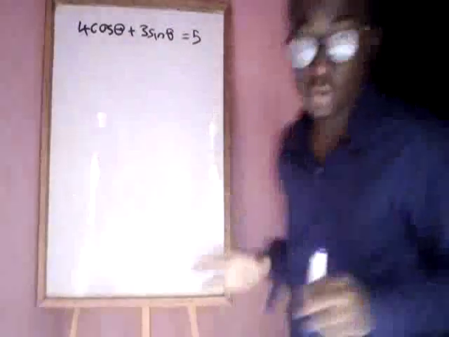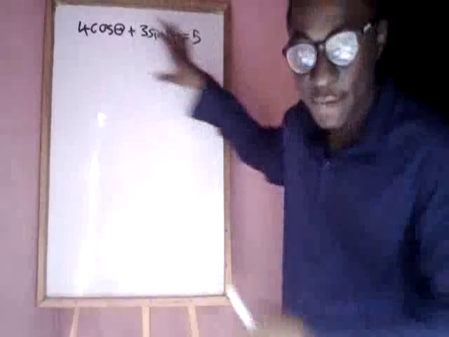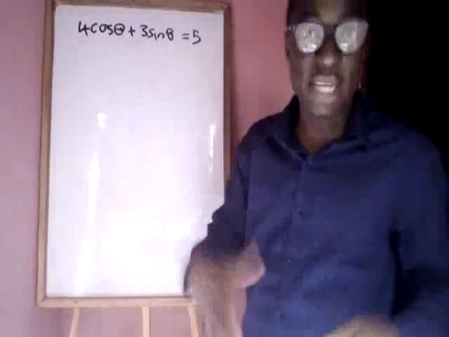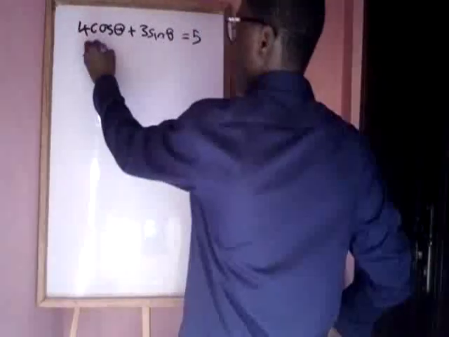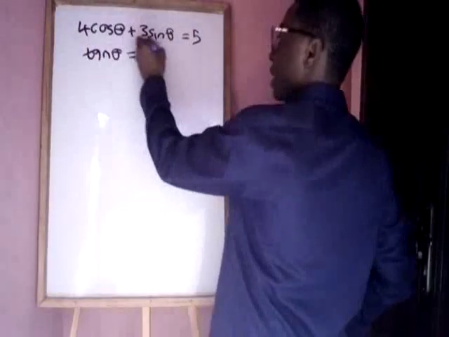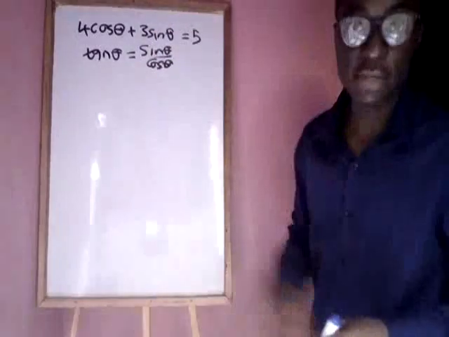Now, in this particular question, just listen carefully. First of all, you are not given tan theta anywhere in this question, right? So you definitely have to derive it. From the definition of tan theta, we have tan theta equals what? Sin theta over cos theta. So tan theta is equal to sin theta over cos theta, right?